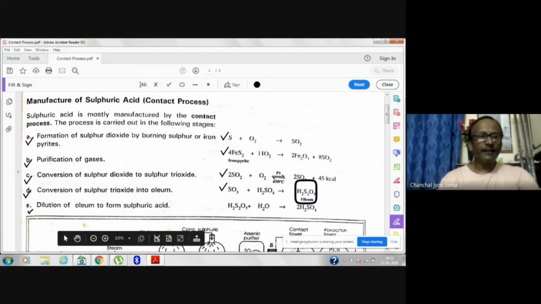In stage E, oleum is diluted to form sulfuric acid. Here, water is added to oleum, and they react to form sulfuric acid.